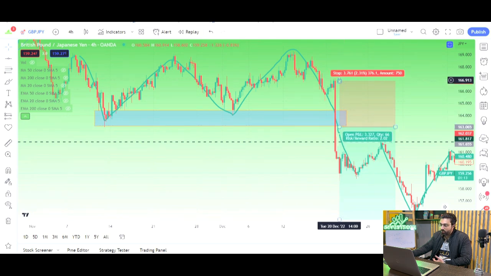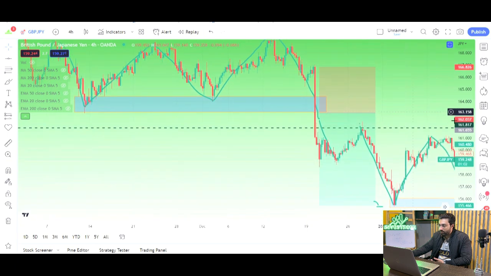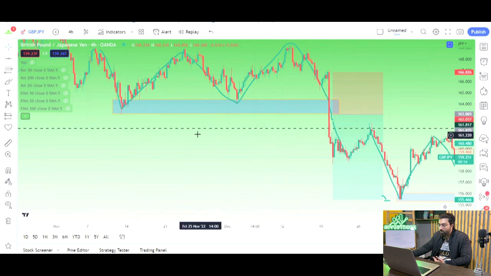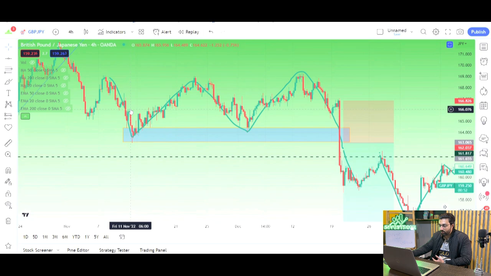Your stop loss should be above the high of the breaking candle, the breakout candle, or you can put the stop loss above some resistance level. It totally depends on you, and the risk reward ratio would be 1:1.5 up to 1:2, depending on the situation. So that's how you have to trade the support and resistance.